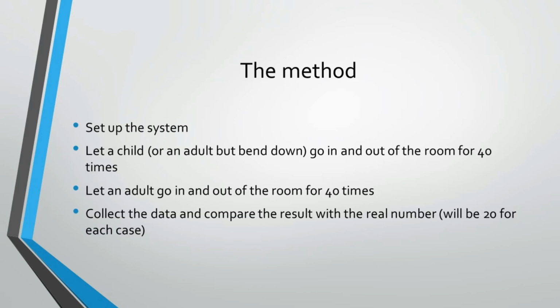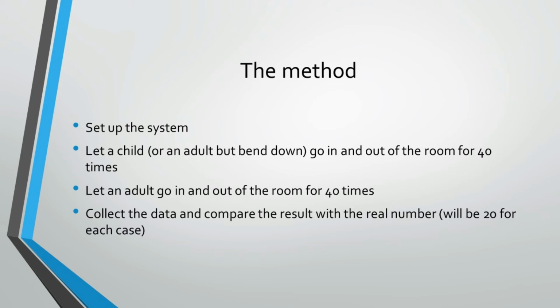Firstly, I have to set up the system. Then I let a child go in and out of the room 40 times, because sometimes I don't have any child around my house anyway. The same with an adult, 40 times, and then I collect the data and compare the result with the real number. That would be 20 for each case.